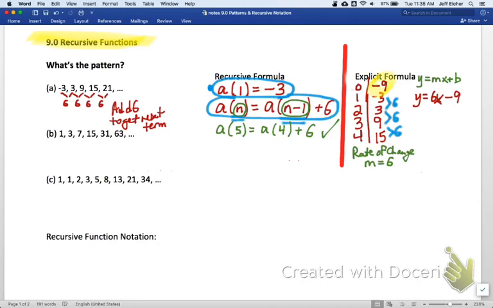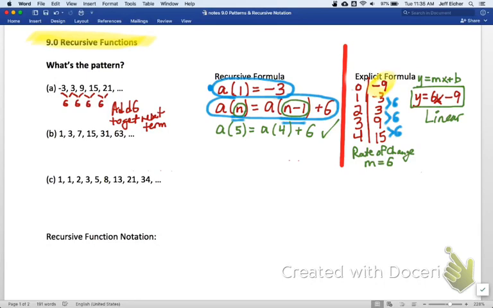And we can see if that works. If we plug 0 into this, that all would be 0, and that would be -9, so that works. If we plug 1 into this x, that would be 6 times 1 minus 9 is -3, that works. If we plug 2 into this, that would be 12 minus 9 is 3, so that works. So our explicit formula, our explicit function, turns out to be a linear function, 6x minus 9. So those are recursive and explicit functions.